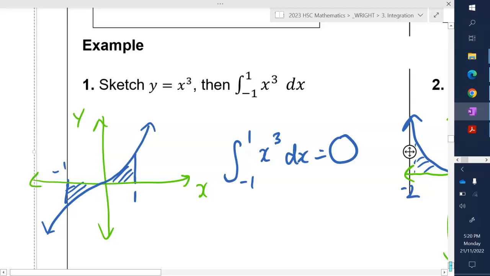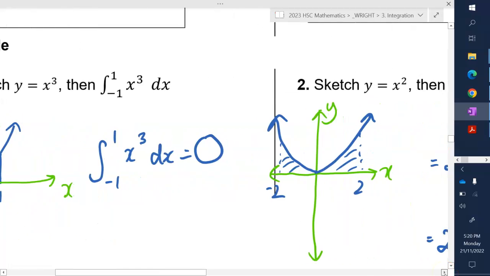And we're looking at it between 1 and minus 1. So what you will find is this section here matches this section below the y-axis here. So we have a positive and we have a negative. So what we would be doing is, if we're finding the area under the curve, this one would cancel out this one here, and we'd end up with 0.